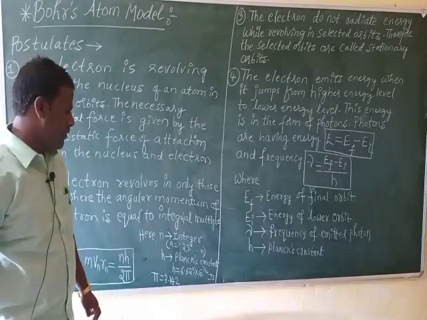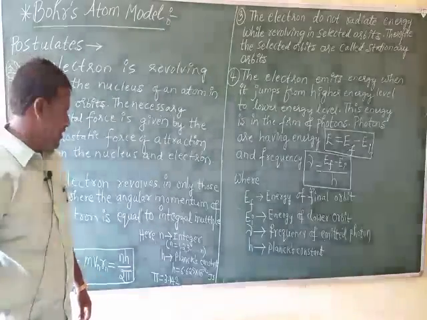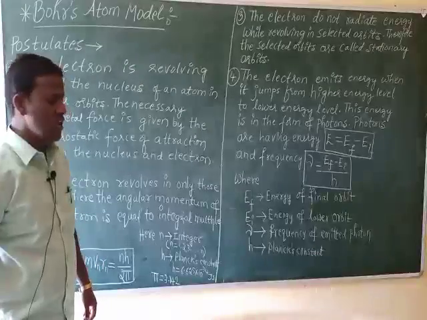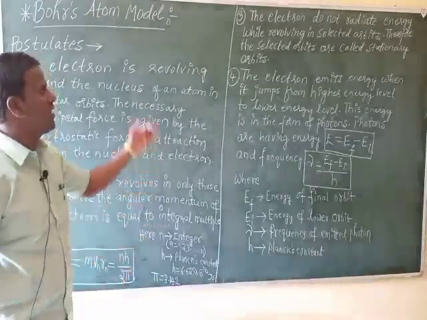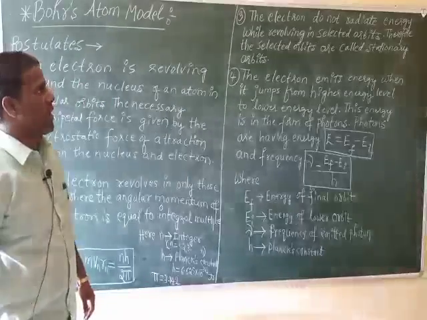6.625 into 10 to the power of minus 34 joule second. That is the value of Planck's constant. So these are the four important postulates of Bohr's atom model.